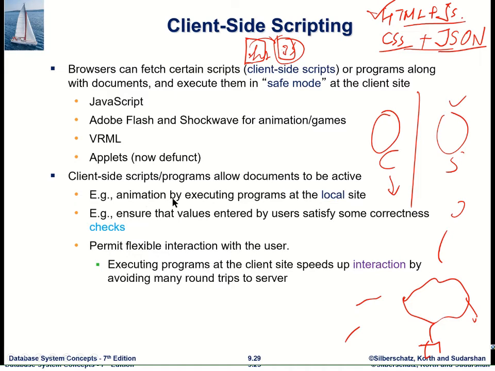So for example, animation by executing programs at the local site. You show the animation directly. That means you download the animation and then you can run it on your own side, no need to rely on the server. Maybe you also can generate animation on the client side by running a program. So that will be easier.